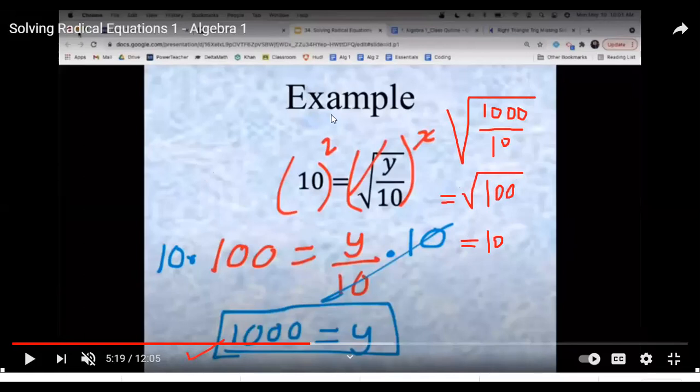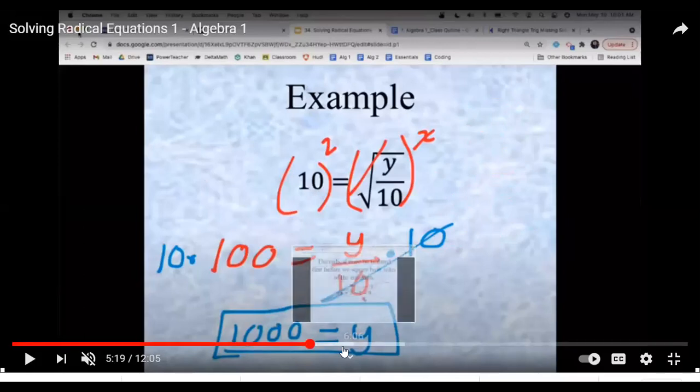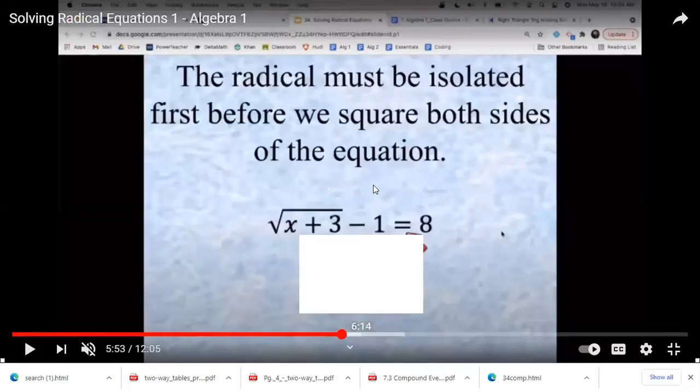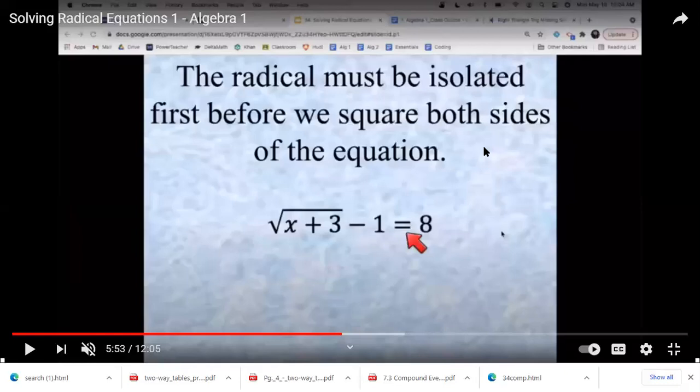Understood till this point? Any question? Okay. In this question, the radical must be isolated first before we square both sides of the equation. Then what do we have to do in this question, the first step? You can answer directly, don't raise your hand. Please tell me your name and then you can answer.